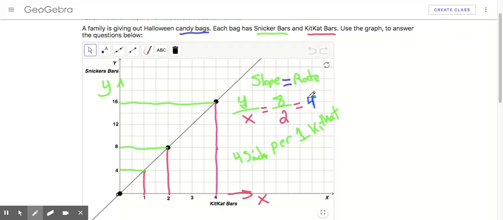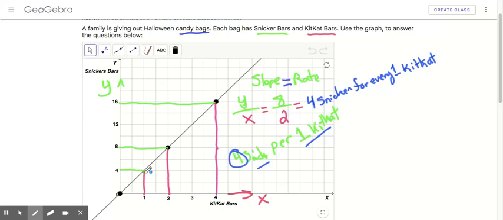Now, what does this 4 mean? This 4 means that we have 4 Snickers bars for every 1 Kit Kat bar. When we find our slope or our rate, we do the division. When we do the division, that tells us our unit rate. So we have 4 Snickers bars for every 1 Kit Kat.